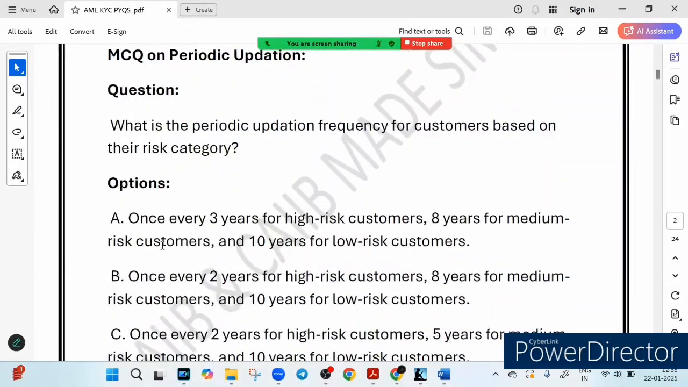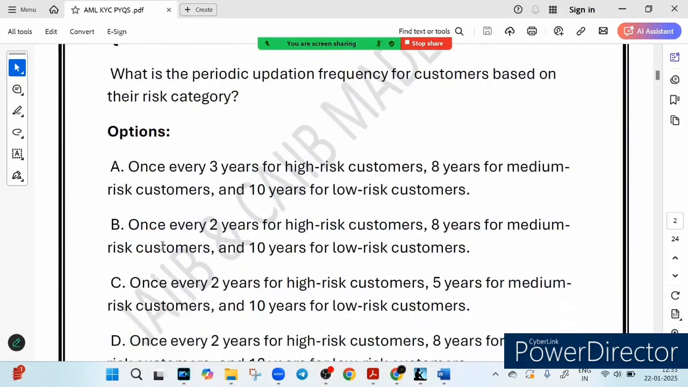Now let's see question number 2, which is basically on periodic updation. As you can see, the question is that the bank classifies customers into 3 categories. You know it very well, right? First of all, the question is how often the bank needs to update customer details based on their risk category. Trust me, after this you will never forget this number. Let's get started.